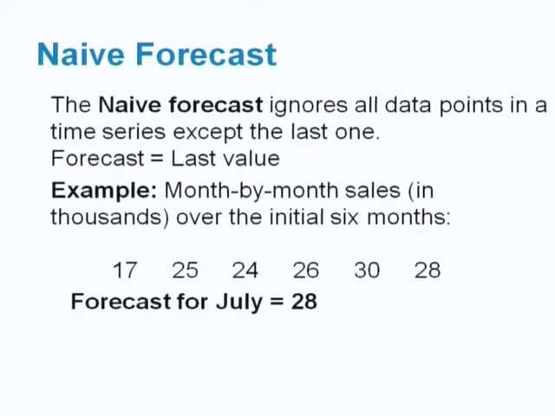Look at the example. The naive forecast ignores all data points in the time series except the last one. That means the forecast equals the last value. Month by month sales in 1,000s over the interval of 6 months: 17, 25, 24, 26, 30, and 38. So the forecast for July is equal to the last value, which is 38.